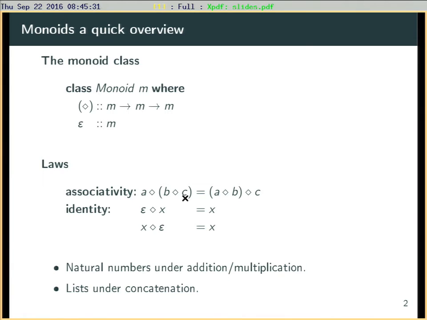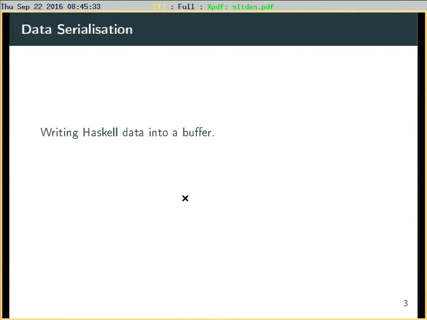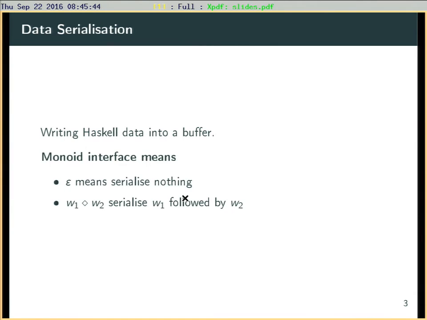So the familiar examples are natural numbers under addition or multiplication for that matter, and lists with concatenation. Okay. So the first problem that I want to talk about is the problem of data serialization. And for me, data serialization means writing Haskell values into buffers. Okay. And when I say I want to give a monoid interface for this, what I want to say is that semantically the identity element should look like serializing nothing, and semantically W1 times W2 should be serializing W1 followed by serializing W2. Okay. So this is semantically what it should be.